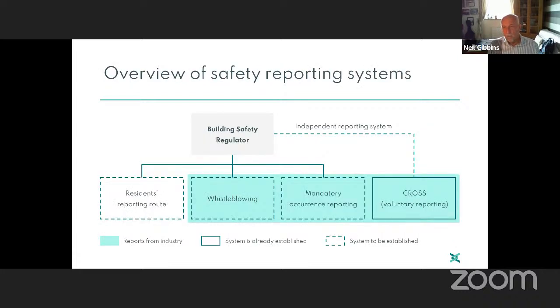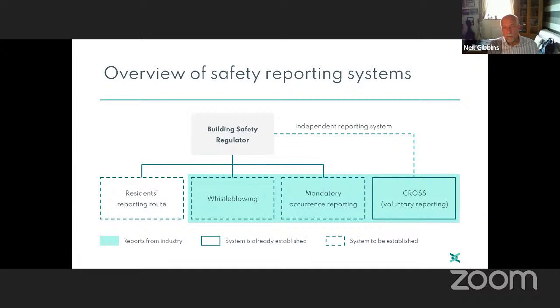Where do we fit? CROSS isn't the only reporting system in existence. The Building Safety Bill makes reference to a voluntary occurrence reporting system that will fit into the new Building Safety Regulator's remit. Also under the new BSR, we expect to see a residents reporting route, a mandatory occurrence reporting route for matters pertaining to those buildings that fall in scope to the new Act, and whistleblowing, which already exists but will likely be formalised as we move through.